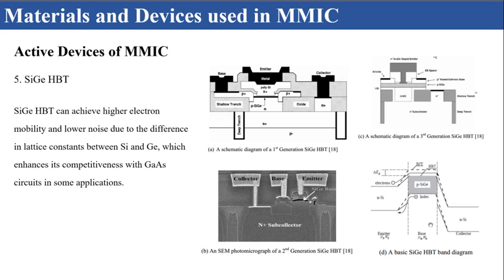Silicon germanium HBT can achieve higher electron mobility and lower noise due to the difference in lattice constant between silicon and germanium, which enhances its competitiveness with gallium arsenide circuits in some applications. The main structures and their bandgap diagrams are shown in these figures.